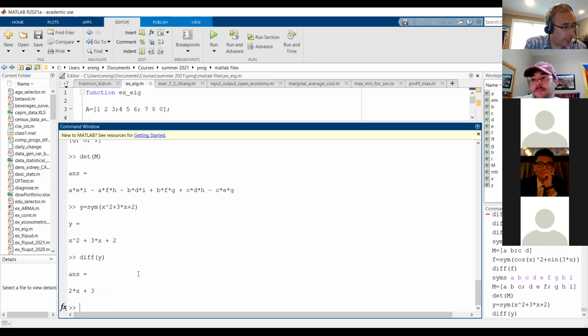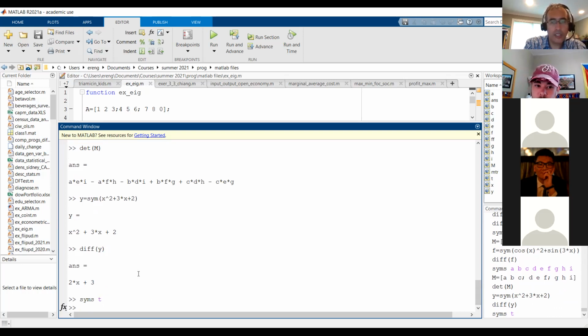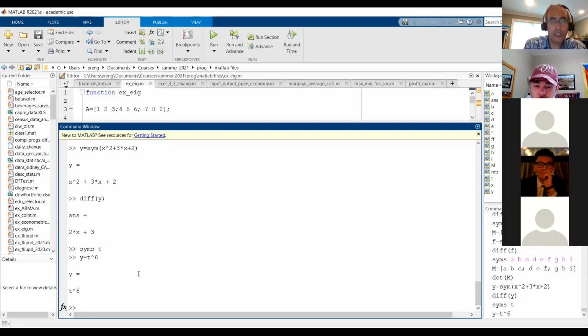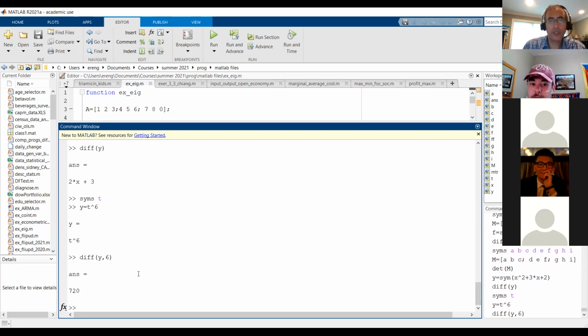Then finally, I define a function y again equals, if you want, we can do the syms t. And then I define y equals t to the power 6. And then I do diff y, and I want this 6 times. You see? So that's the way diff works. This is how many times you want to differentiate: 1 time, twice, 3 times, etc. Make sense?